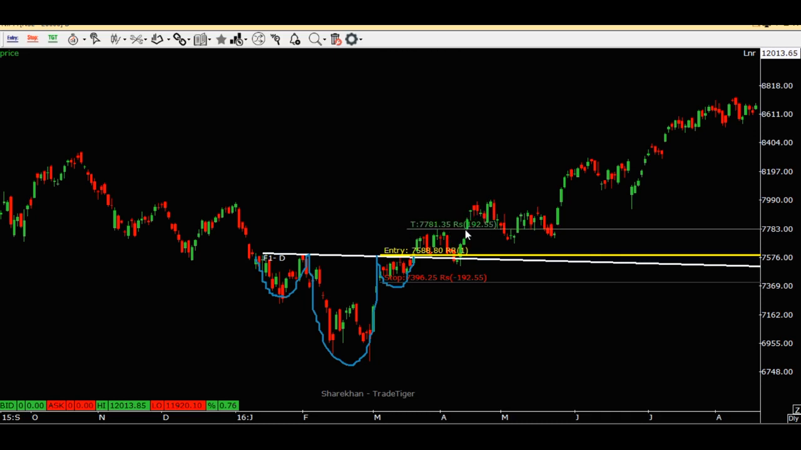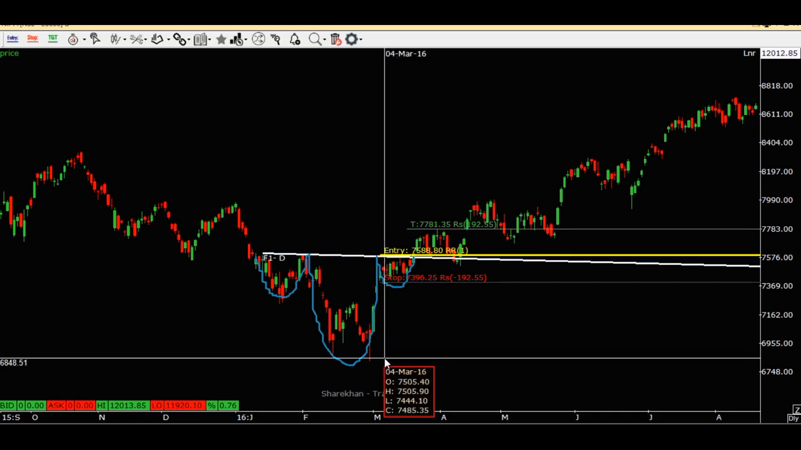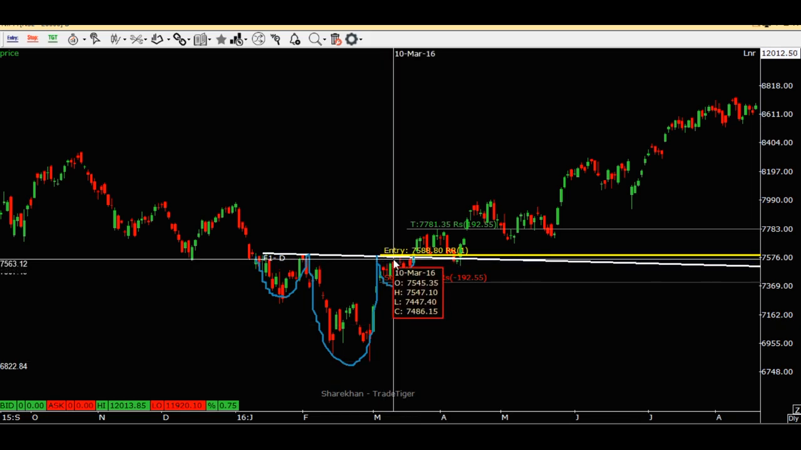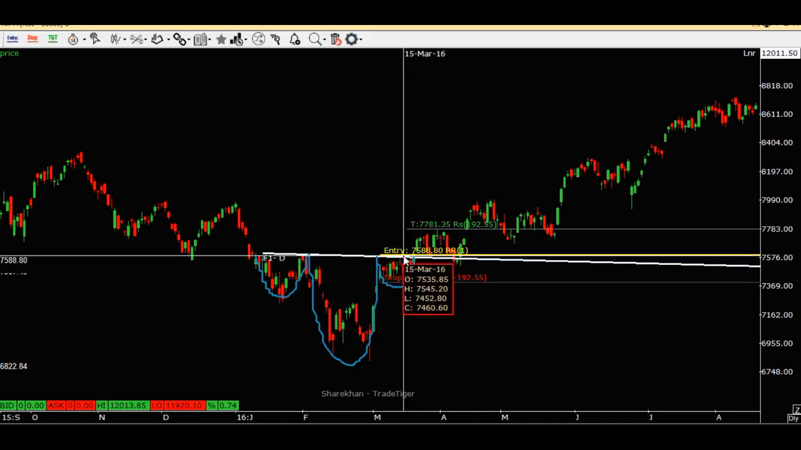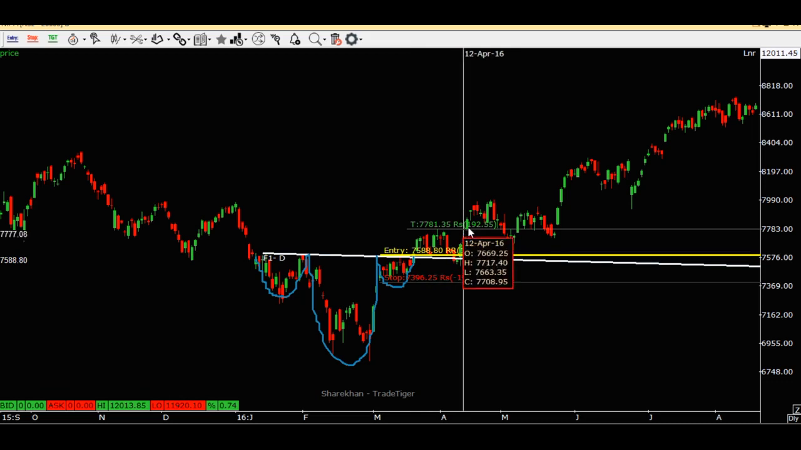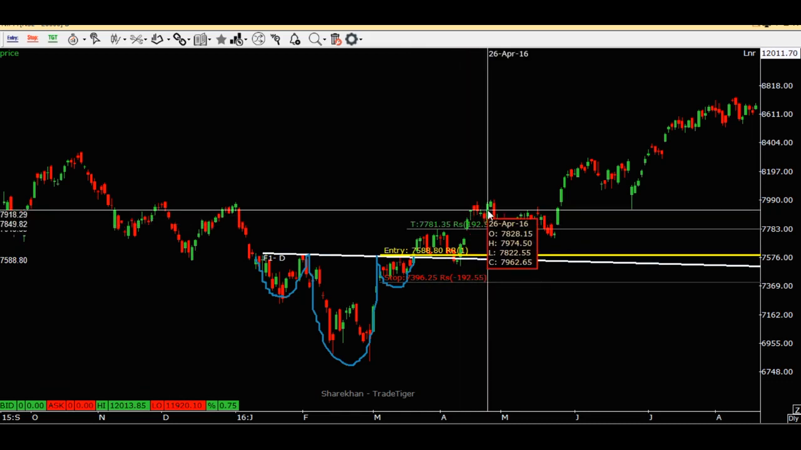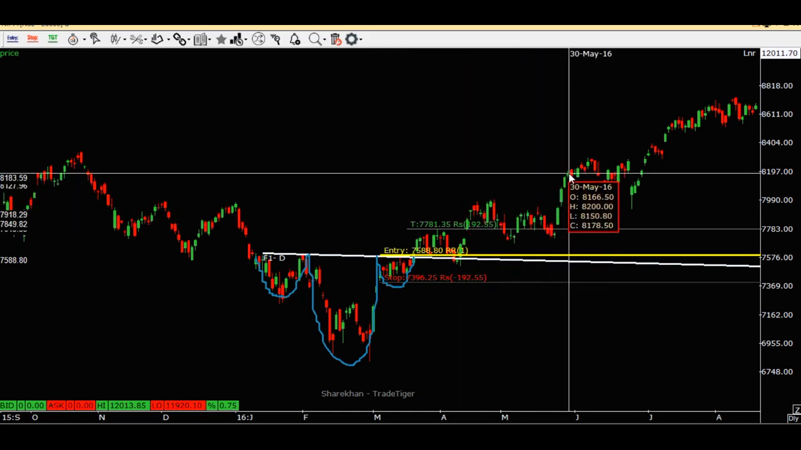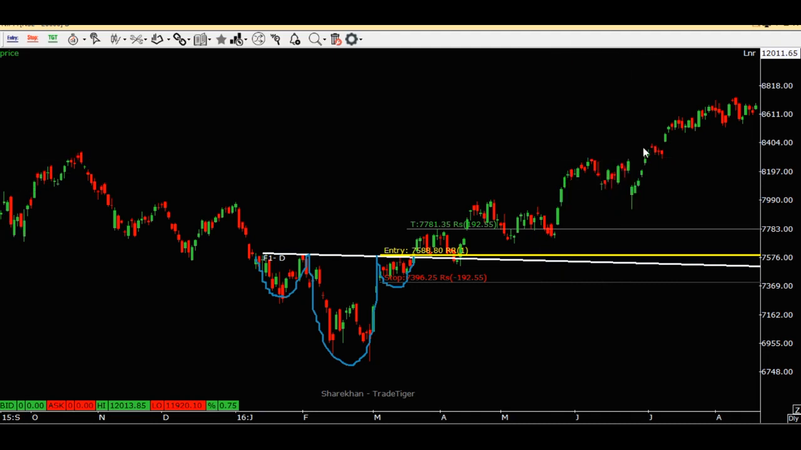Okay, and final target is, let's see, 6800 all the way to 7600, right? 6800 to 76, so about 800 points. So all you have to do is add 800 points from here, from 7600, so around 8400, right? So anyways, our target would have been achieved somewhere up here.